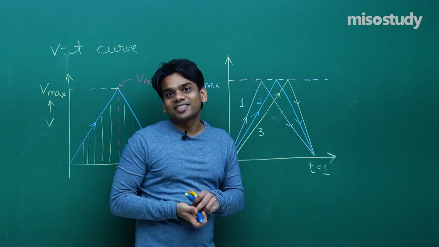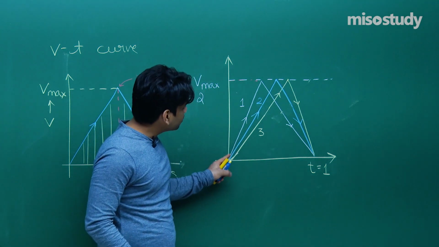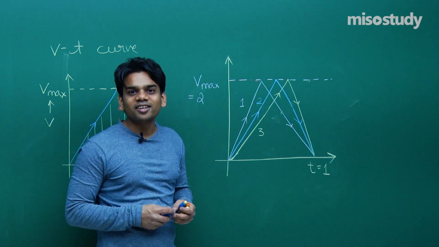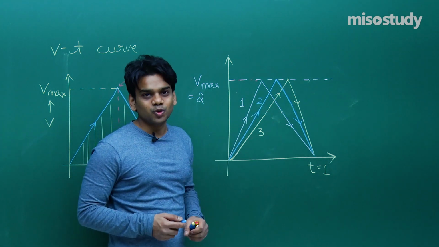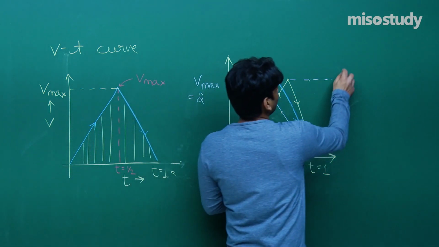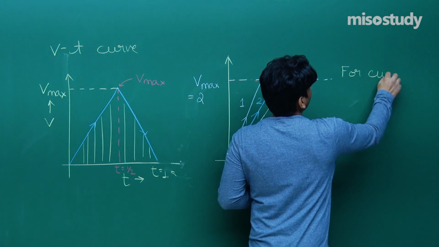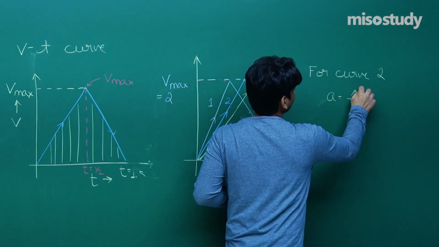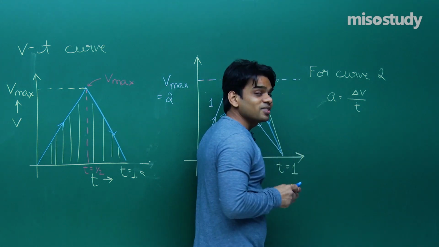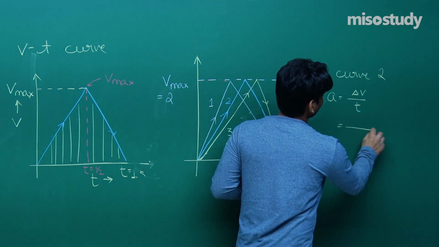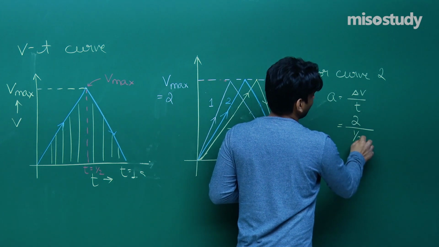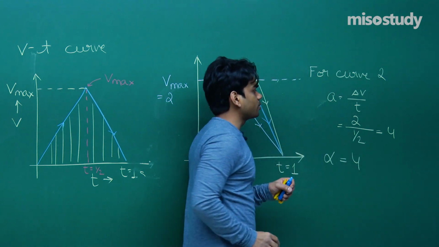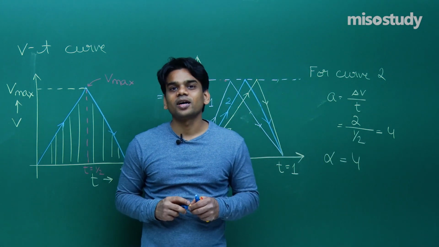Now let's talk about acceleration. The first one, observe this. For t equals 0 to t equals half, the body is linearly accelerating and its velocity reaches the maximum, that is 2. So if I talk about curve 2, acceleration is change in velocity divided by time, delta v by time. Time here is half. So delta v is 2, 0 to 2, and time is half. So acceleration will come out to be 4. So alpha for curve 2 comes out to be 4. First thing, alpha comes out to be 4.